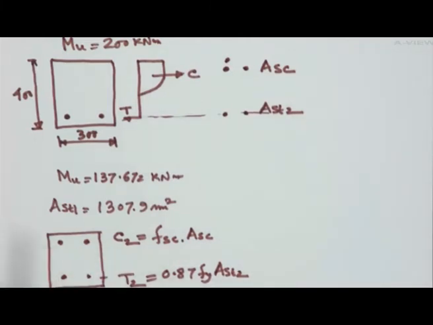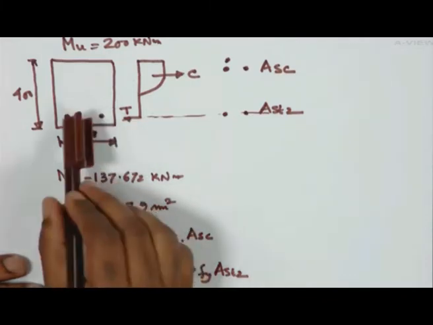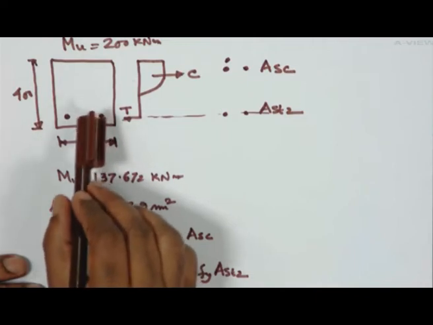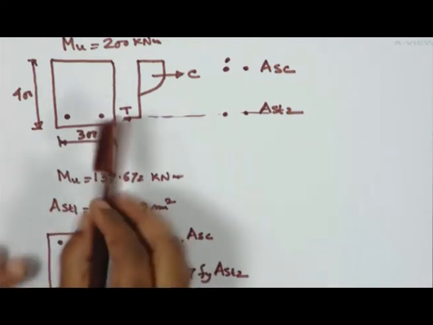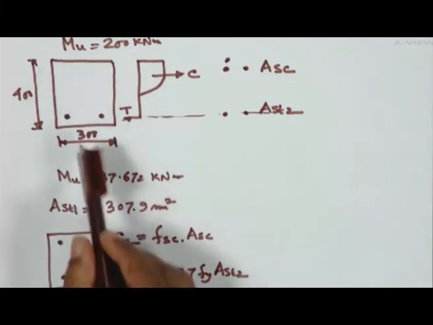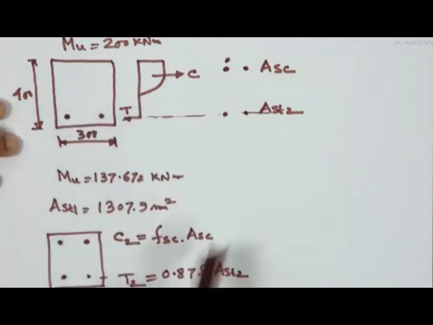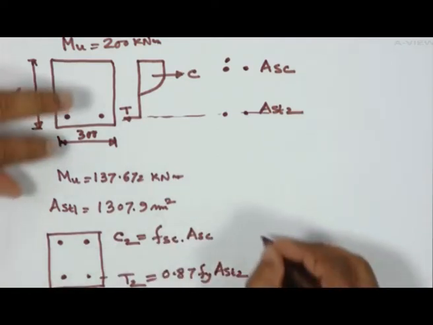If I increase it, then it will be unbalanced. So I have to provide it on both sides. Here, the problem is that I am providing this at the same level, because I am having the strain of 0.0038. Please note, we are having the strain of 0.0038. So I can use the same formula, that 0.87 fy Ast2, but here we have a difficulty.